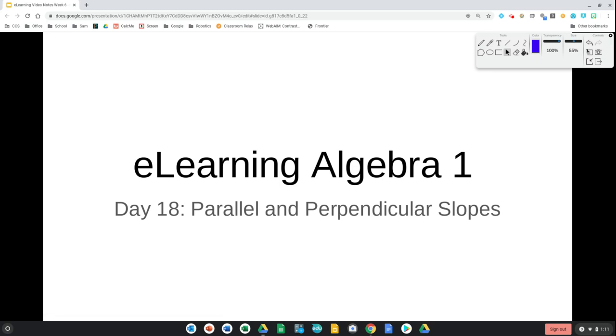We are almost done with writing equations of lines, but before we finish up, we're going to look at one more topic, which is writing the equations of parallel and perpendicular lines. In order to do that, we're going to need to know a slope. Today we're just going to focus on how we know the slope of a line that's parallel and a line that's perpendicular. Let's look at a couple of examples to start with.